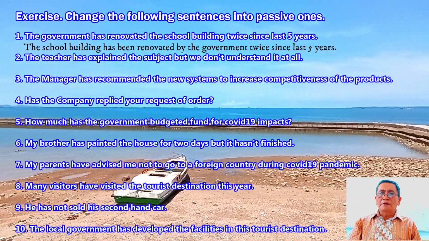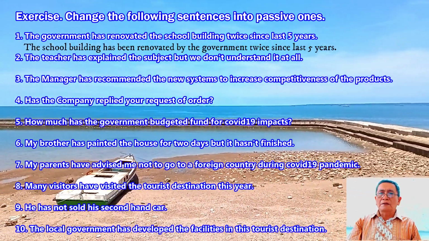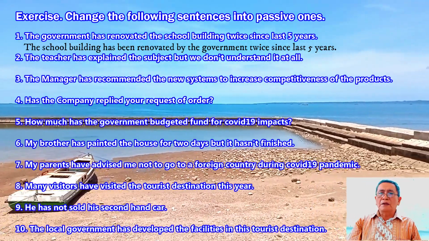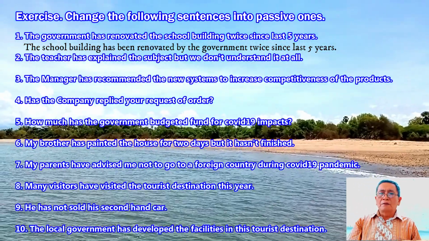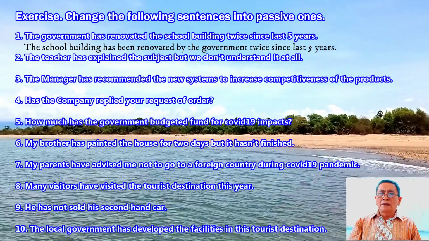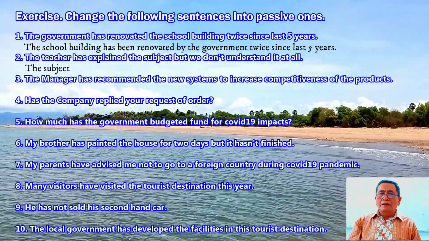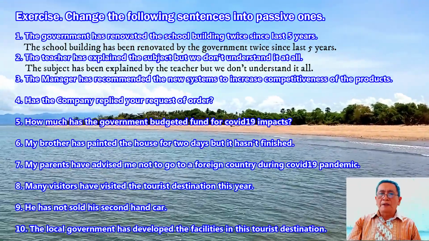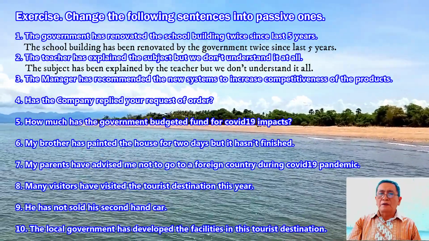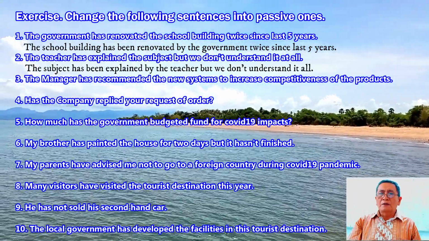Number two, the teacher has explained the subject, but we don't understand it at all. What's the passive? Number two, that's okay. The subject has been explained by the teacher, but we don't understand it at all.